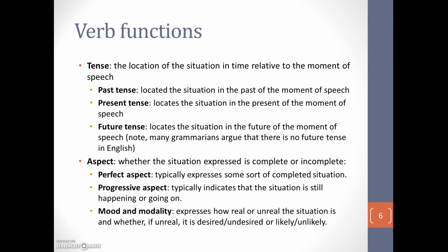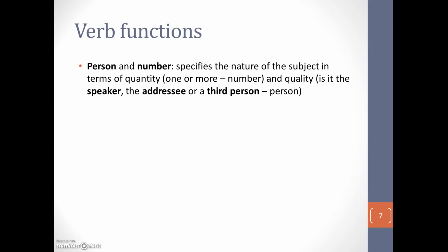And inside aspect, we also talk about mood and modality, and that expresses how real or unreal the situation is, and whether it's something we desired or whether it's something that's likely or unlikely. Now we're going to return to tense and aspect in the coming weeks, so don't worry. Verbs also express person and number because basically verbs specify the nature of the subject in terms of quantity. Okay, so that's number, so whether it's singular or plural, and also quality, so whether it's first, second or third person.